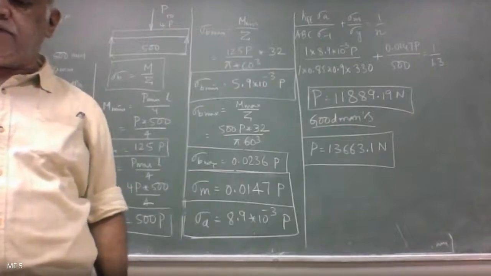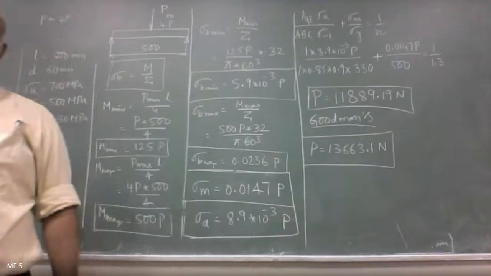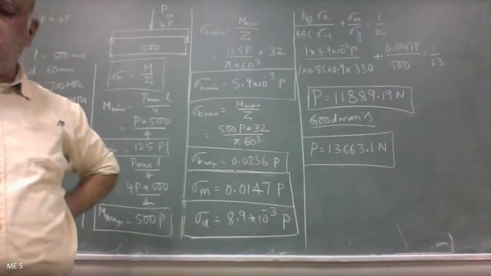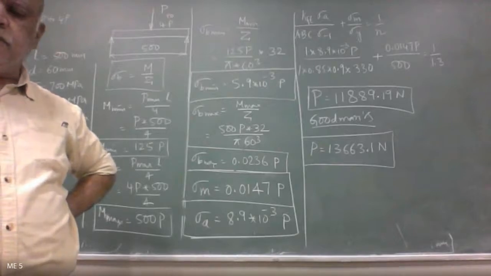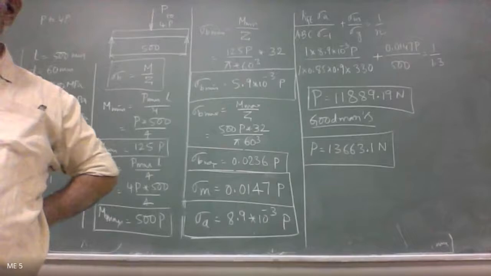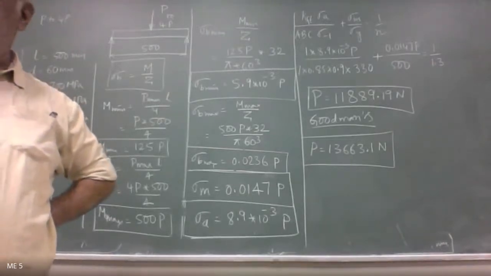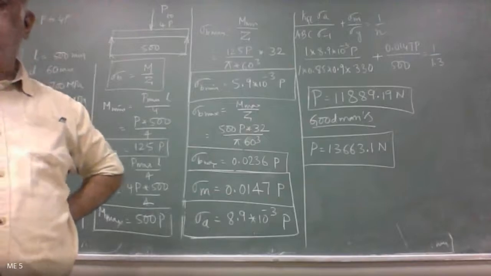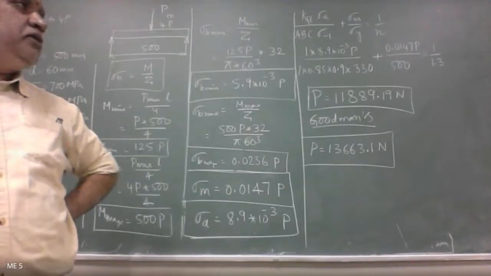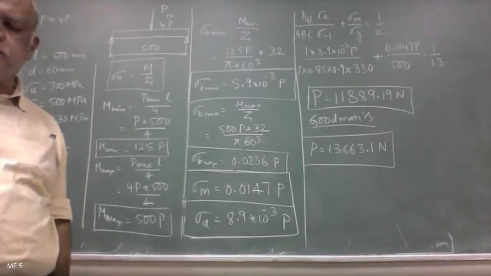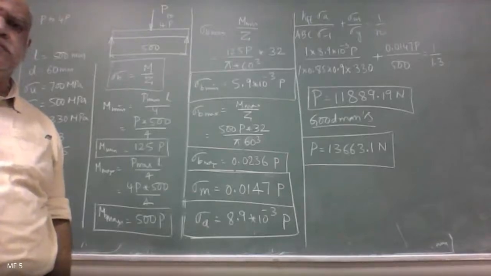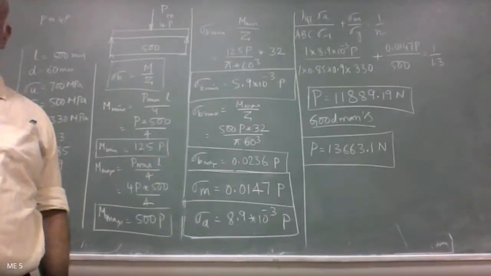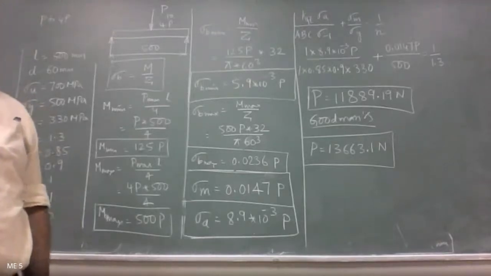Take this problem. This was asked for 14 marks. Determine the maximum load for a simply supported beam cyclically loaded as shown in the figure. The ultimate strength is 700 megapascal.